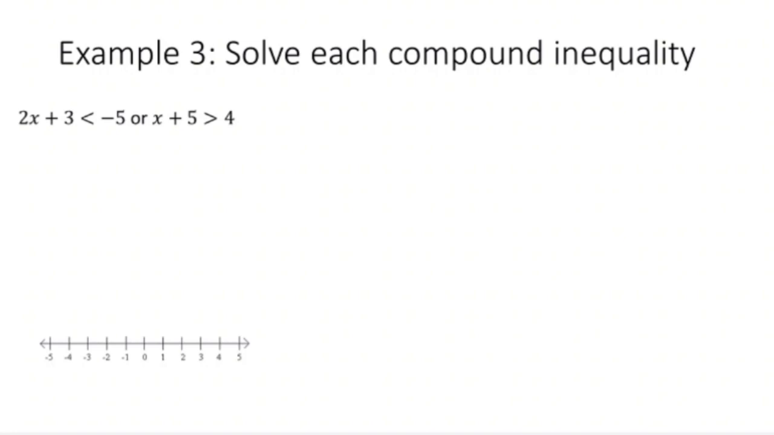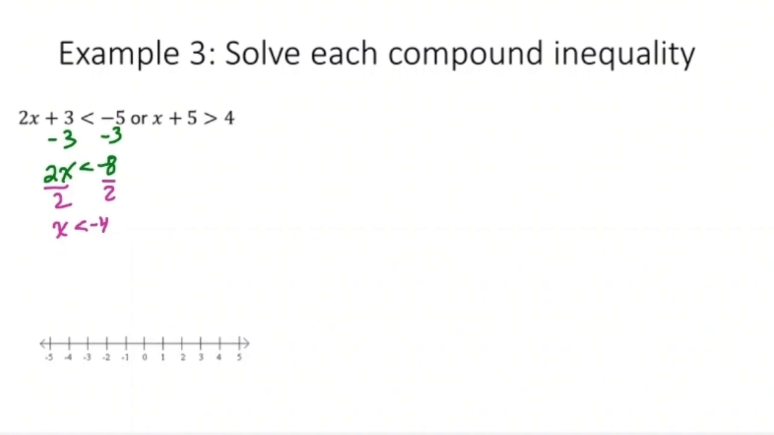Our first compound inequality is 2x plus 3 is less than negative 5, or x plus 5 is greater than 4. The first step of solving a compound inequality is to first solve each individual inequality. We'll start by solving 2x plus 3 is less than negative 5, and the way we'll solve this is by subtracting 3 from both sides and then dividing both sides by 2, and we get x is less than negative 4.